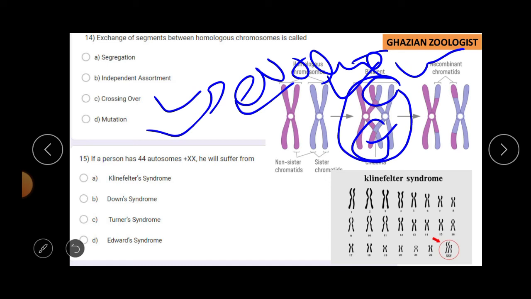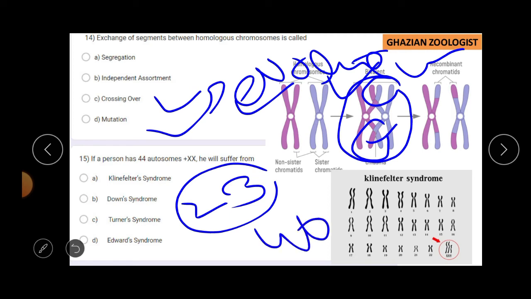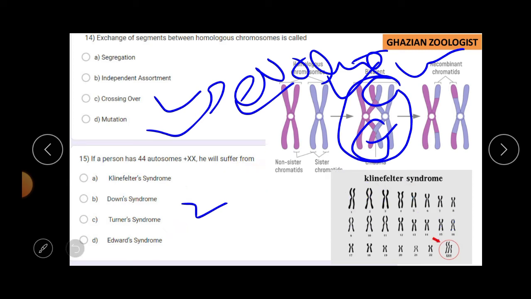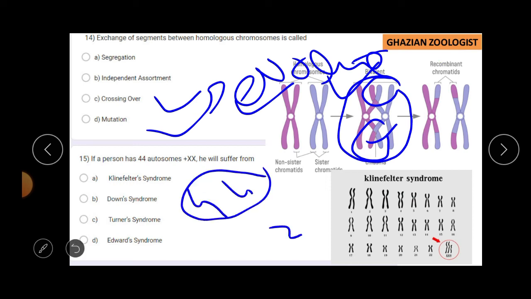If a person has 44 autosomes, actually we have 23 pairs of chromosomes, which means 46 chromosomes, from which 22 pairs are called autosomes, and the one remaining pair is called the sex chromosomes, which determine the sex. Here it is saying that there are 44 autosomes, and then the remaining two chromosomes, a pair, are the two chromosomes which determine the sex.